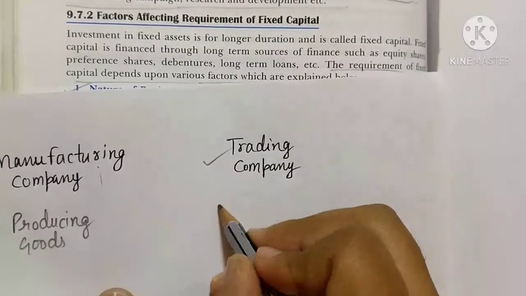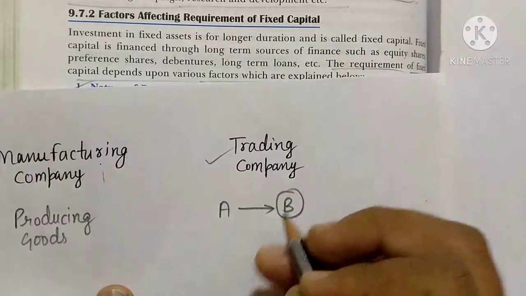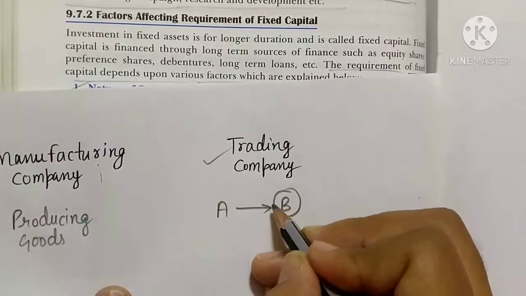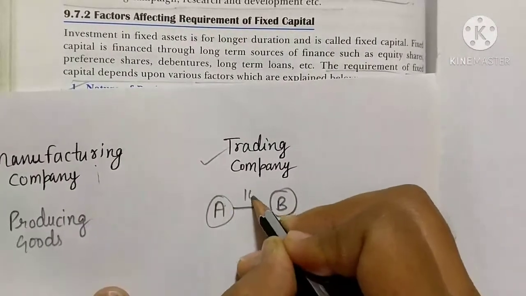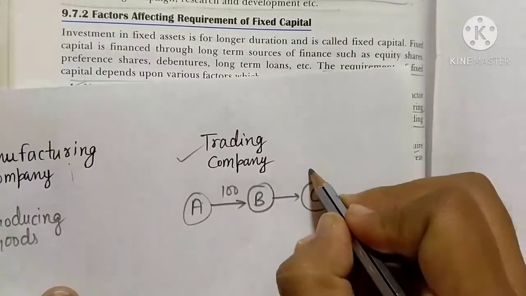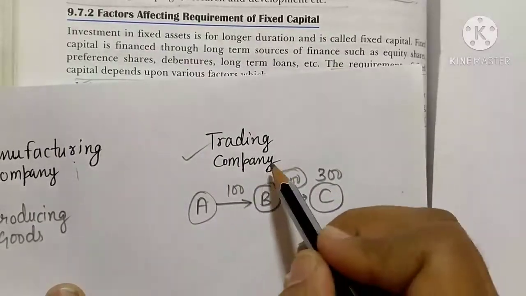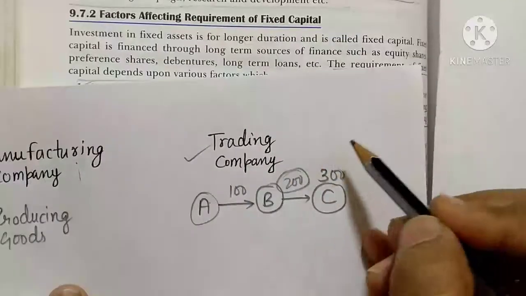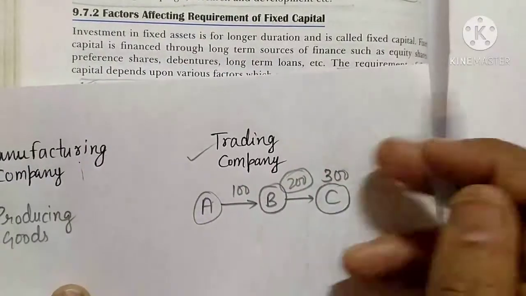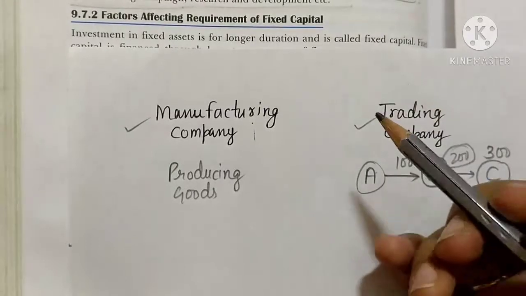Trading company means that we have purchased from A, and suppose we are B company. We have purchased goods from A company at rupees 100, and then we are selling to C, the customer, at rupees 300. So we are earning a profit of 200 in the middle. We are not producing goods, we are just trading from one person to another person. That is called a trading company. Manufacturing company means they have to produce by themselves, then they sell the products.